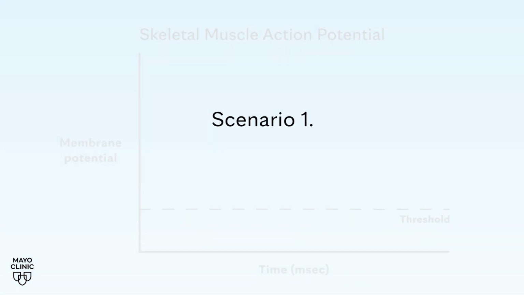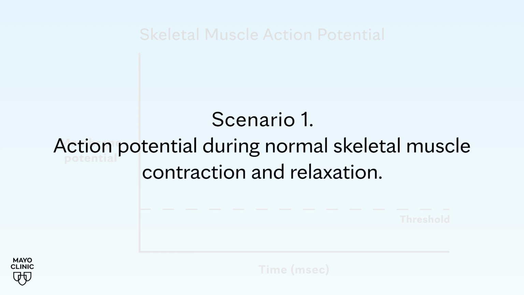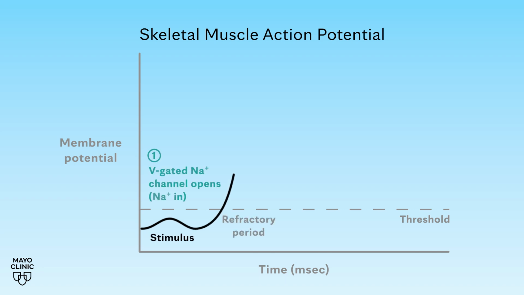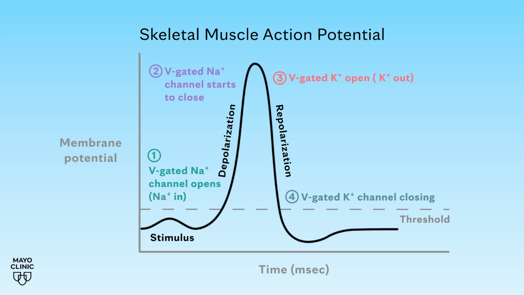Scenario 1. Action potential during normal skeletal muscle contraction and relaxation. A neural stimulus triggers the opening of voltage-gated sodium channels, allowing influx of sodium into the cytosol, which initiates depolarization. Repolarization starts with the closure of voltage-gated sodium channels and activation of voltage-gated potassium channels, which allows potassium efflux from the cytosol.